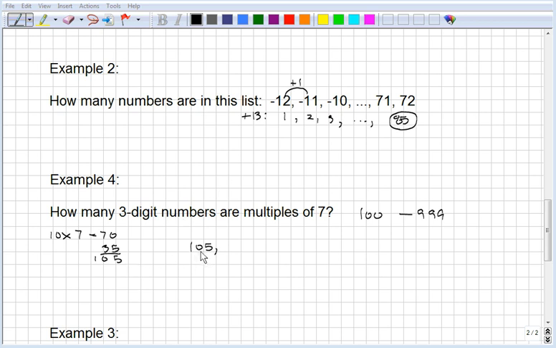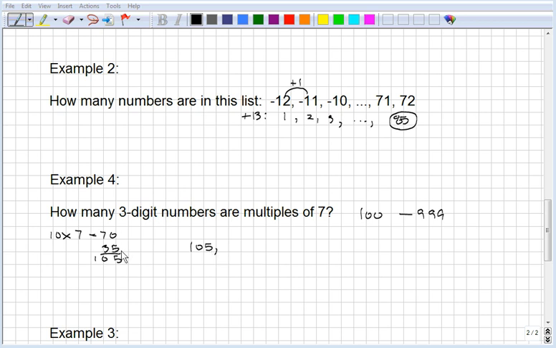Alright, so let's finish this problem. We're looking for the number of three-digit numbers that are multiples of 7. So we're looking for multiples of 7 between 100 and 999. And we found the first one. All we did was take 7 times 10, that's obviously a multiple of 7, and add a multiple of 7, which is 35, to it to get 105. And that would be our first multiple of 7 in the list.